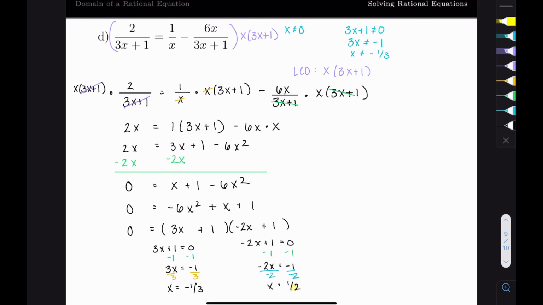This solution of positive 1/2 was not one of the numbers that we needed to exclude. So this one is good. It is a solution. But for this one over here, this was one of the problematic numbers. So although it solved the resulting equation, it is not a solution to our original equation. So unfortunately for this one, we cannot actually have that. It's not in the domain of the equation.